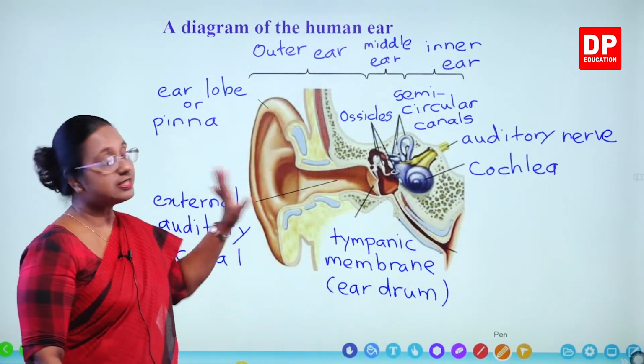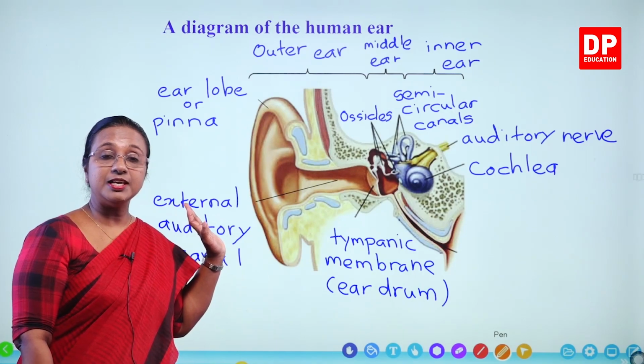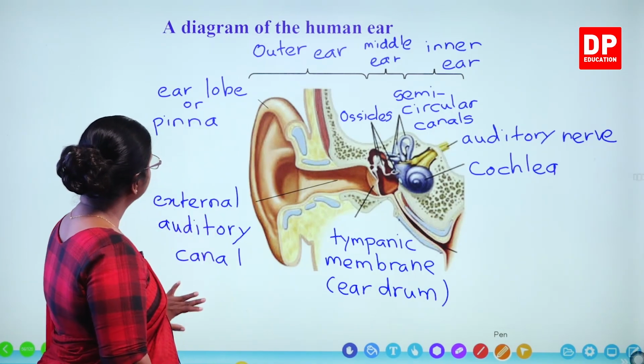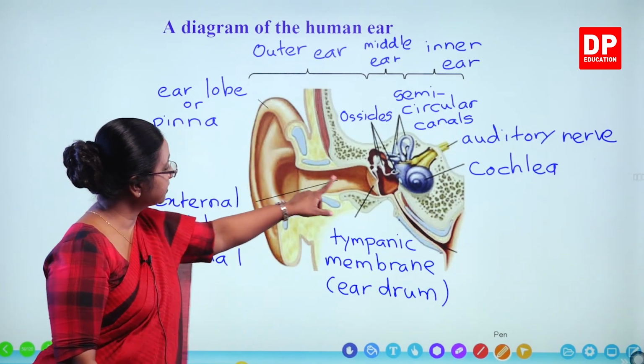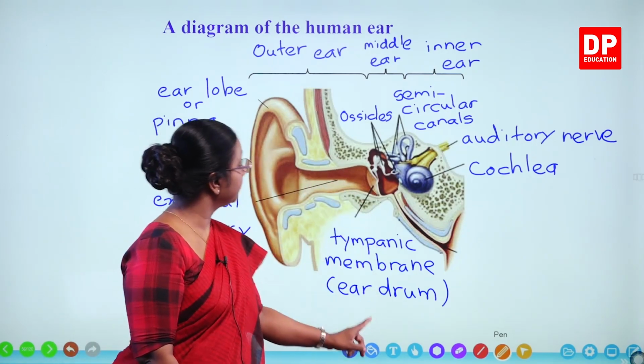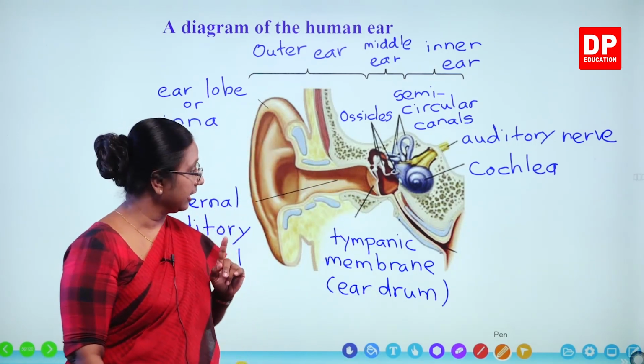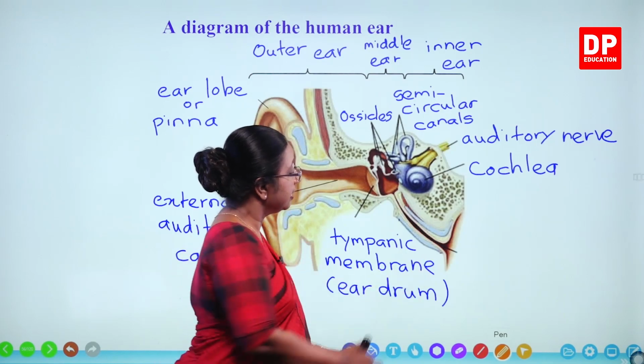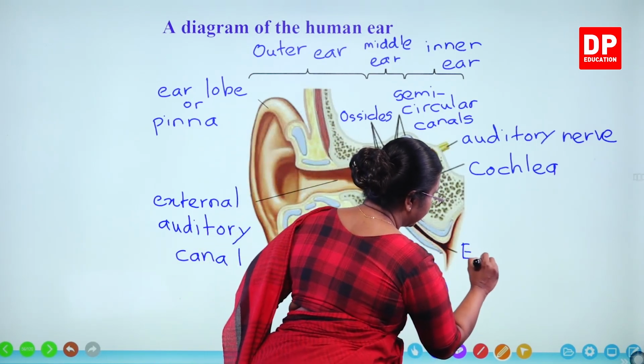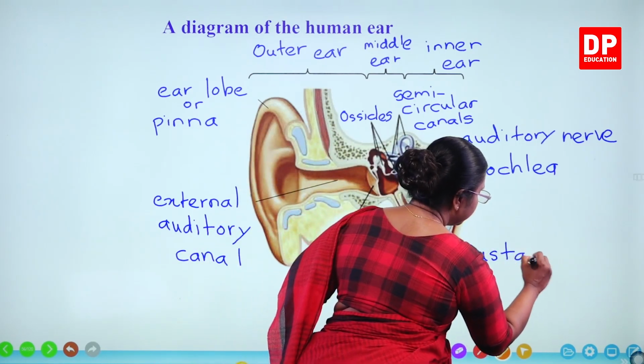So can you all understand the parts of the ear now? This part, earlobe or pinna, external auditory canal and the tympanic membrane belong to the outer ear. Then the ossicles and the eustachian tube. This part is the eustachian tube.